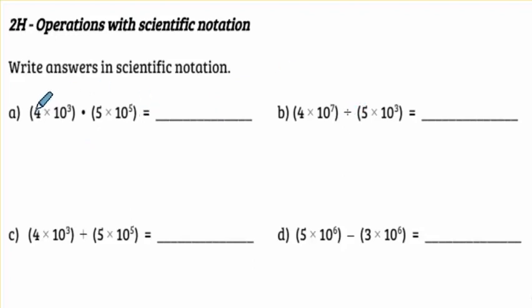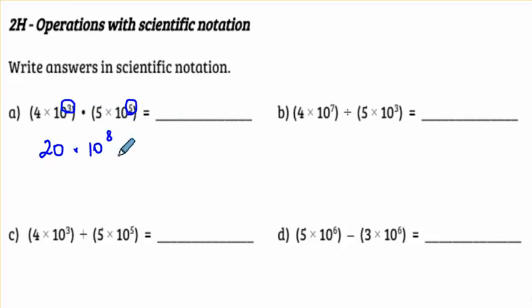So in this one we have 4 times 5. So 4 times 5 would be 20. And then we're going to multiply 10 to what power? Well, we know when we multiply, we add the exponents. So we would have 20 times 10 to the 8th.